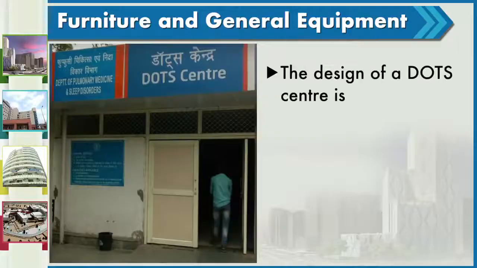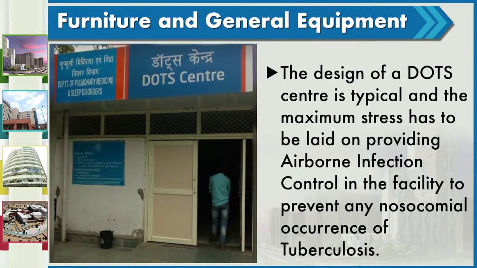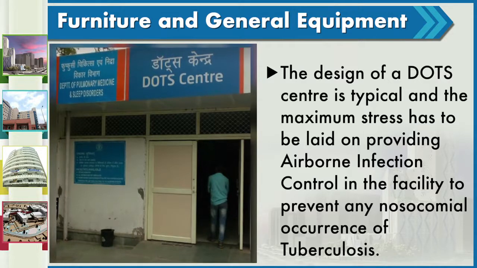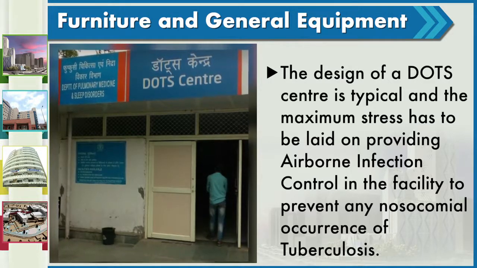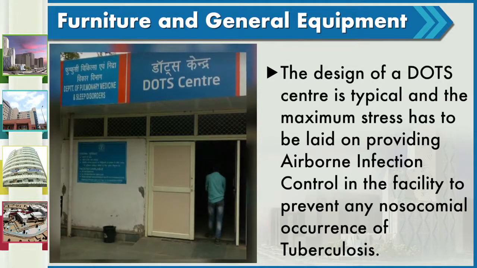Now, this design of the DOT center is very crucial. It should be your model space for hospital airborne infection control. It should be the highly infection-free, zero airborne infection zone of a hospital. Now, what is the DOT center in the TB hierarchy?